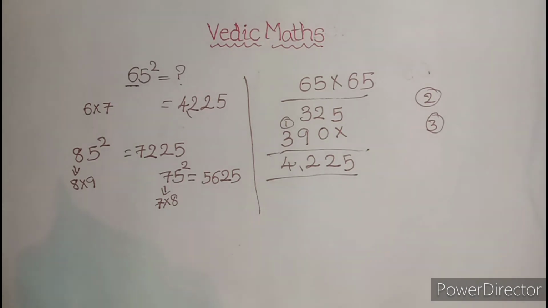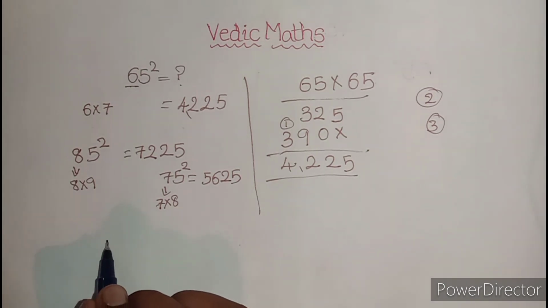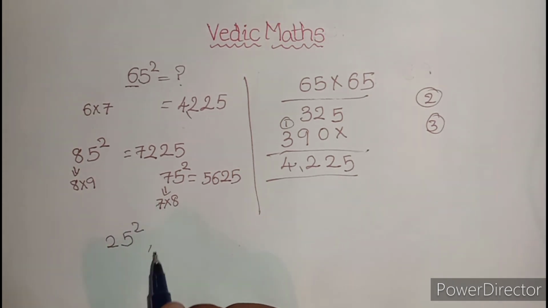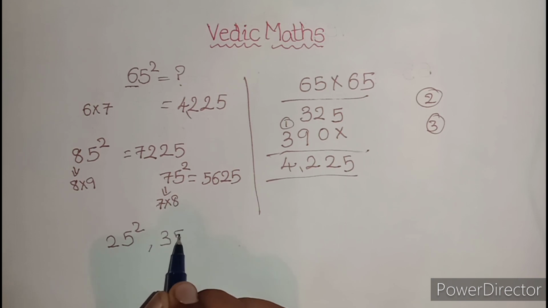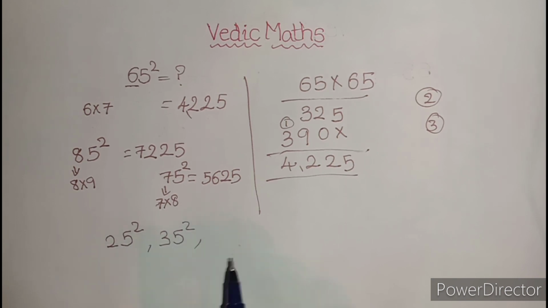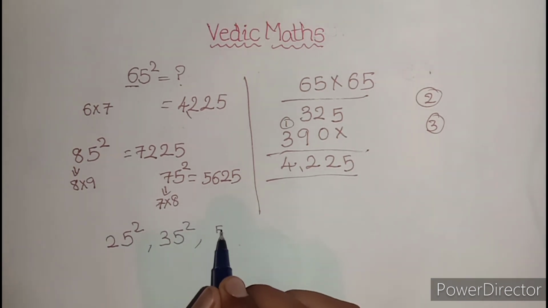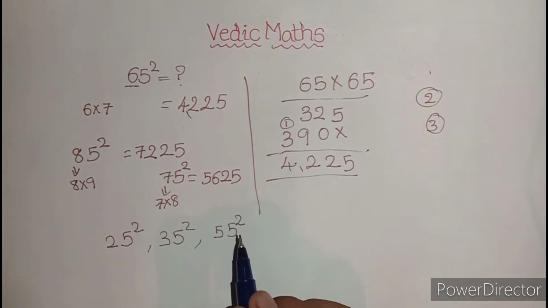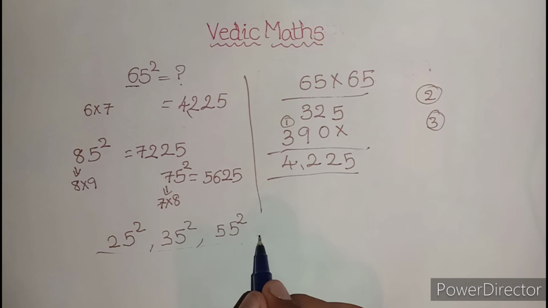So friends, if you understand the trick, apply it for these numbers: 25 square, 35 square, and 55 square. So friends, if you understand, apply the trick for these numbers and answer them in the comment box.